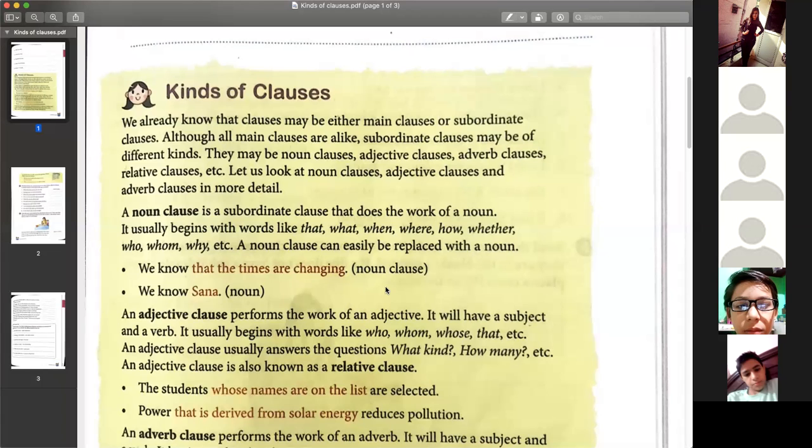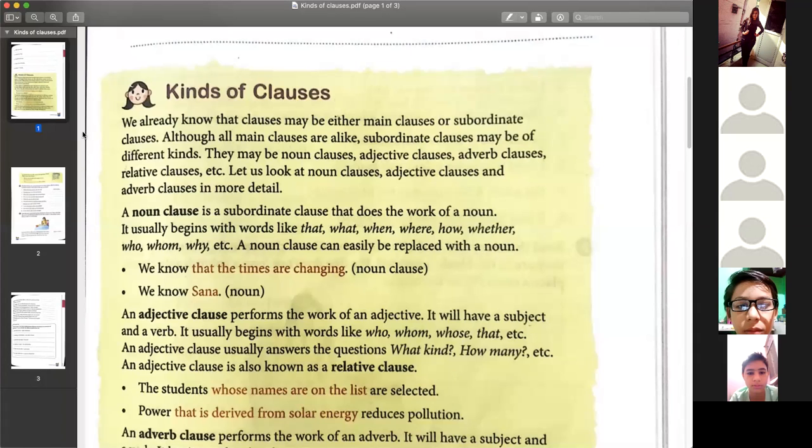We know that the times are changing. Now we are telling that we know that the times are changing. That the times are changing is a noun clause. It is an incomplete sentence but has a verb, are. But if I say we know Abhijit or we know Vanshika, Vanshika is a noun but it does not have any other verb. So it is just a noun and not a noun clause. Yes, that generally starts with these words, but it is not a rule.